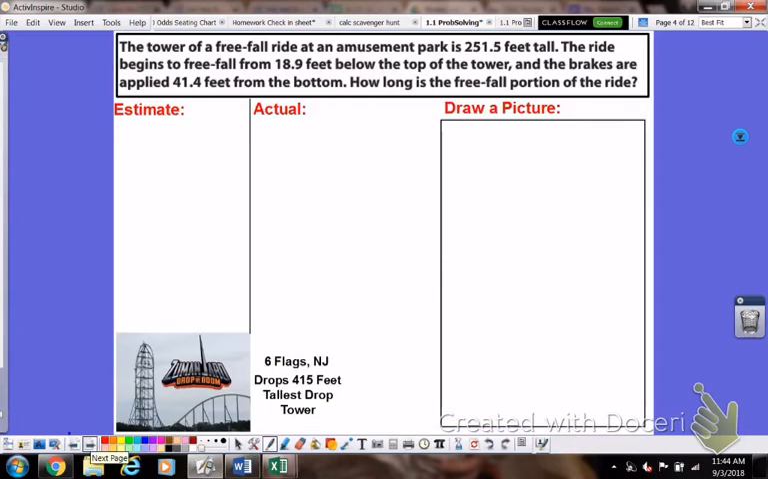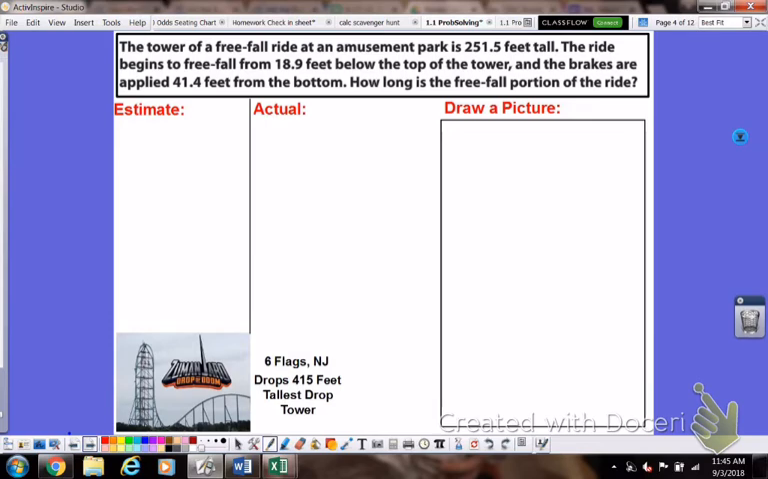Okay, so our first example here. A tower of a free fall ride at an amusement park is 251.5 feet tall. The ride begins to free fall from 18.9 feet below the top of the tower, and the brakes are applied at 41.4 feet from the bottom. How long is the free fall portion of the ride?